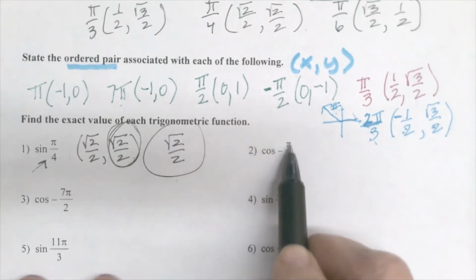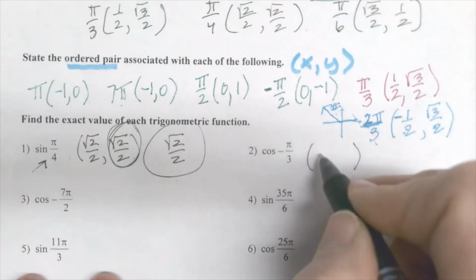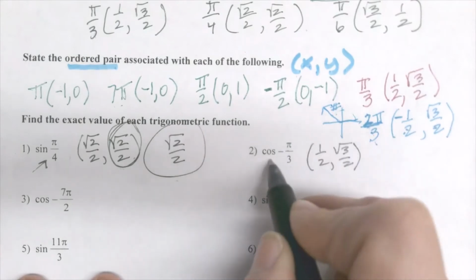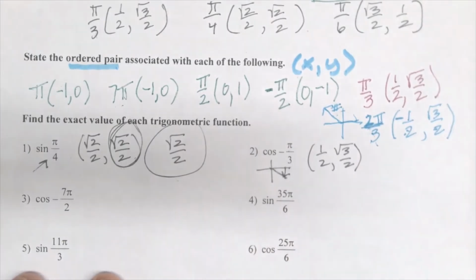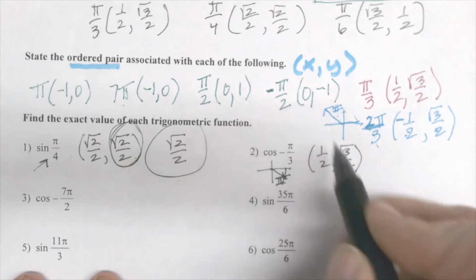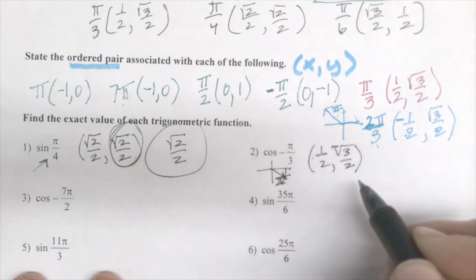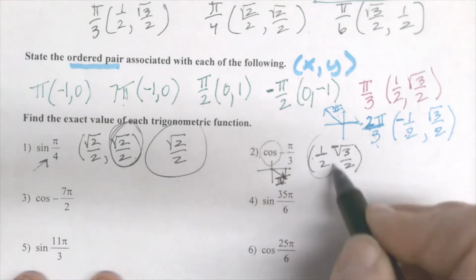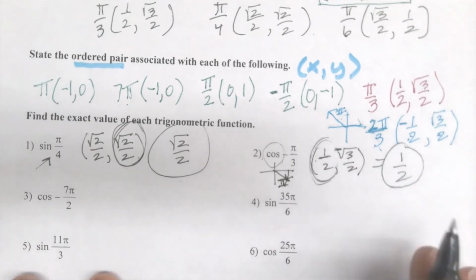The cosine of negative pi over 3. That's the pi over 3 family. That's 1/2, square root of 3 over 2. But negative pi over 3 moves me backwards into the fourth quadrant. So if I'm in the fourth quadrant, that means that the x coordinate is positive, the y coordinate is negative. I'm interested in the cosine. Cosine is the first one, so my answer here is 1/2.